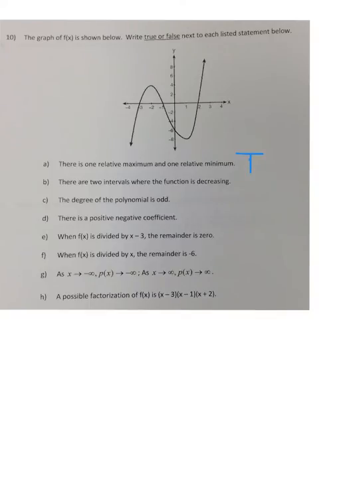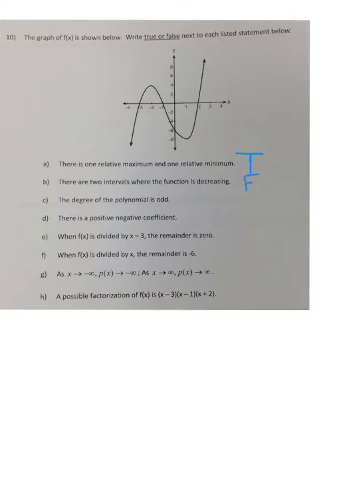B, there are 2 intervals where the function is decreasing. Well, let's look here. We start here, we're increasing, so that's not it. But we are decreasing right in here, so there's 1 interval where we're decreasing. And then right here, we're increasing again. So there's only 1 interval of time where the function is actually decreasing. B says there are 2 intervals where the function is decreasing, so that would be false.